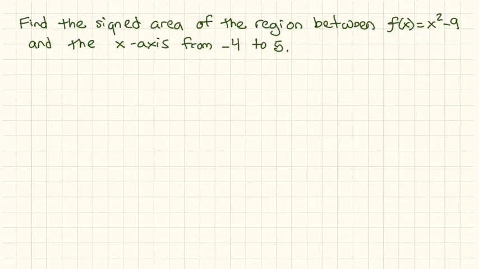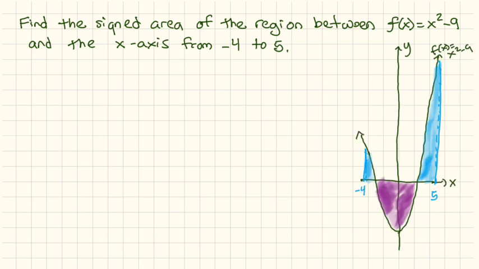One interpretation of the definite integral is that it tells us the signed area between the curve and the x-axis between two values. So for example, here we're looking at the signed area of this region. The curve is x squared minus 9, and we are looking from -4 to 5.